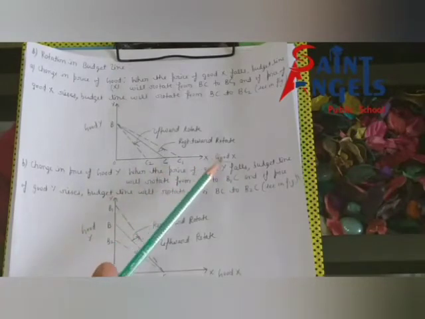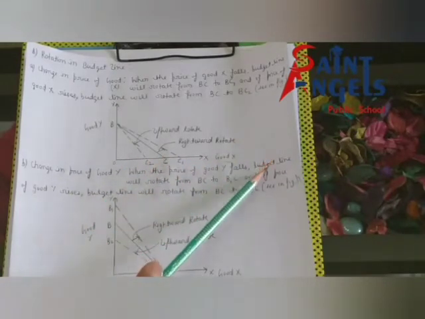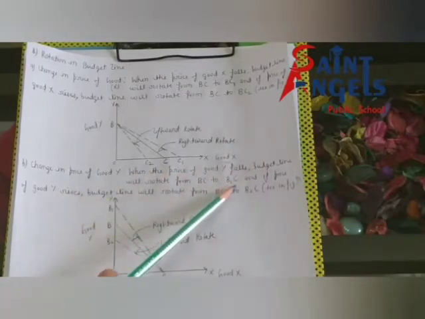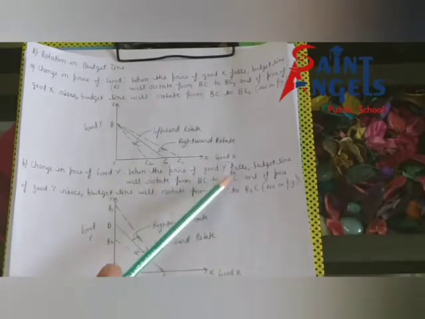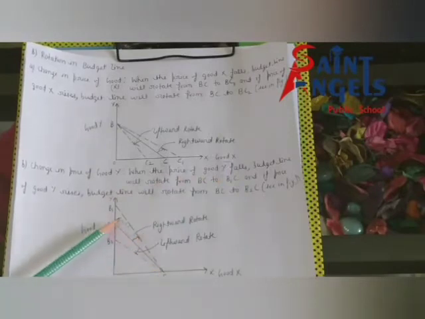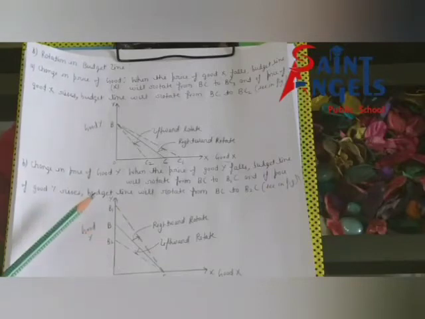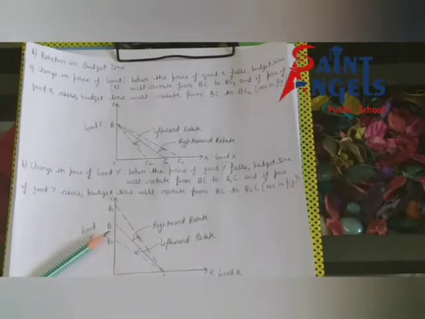When the price of good Y falls, the budget line will rotate from BC to B1C. When the price of good Y falls, the purchasing power of the consumer will increase in case of good Y. This new budget line, which is rightward, shows that the consumer is consuming OB1 units of good Y as compared to OB, because the purchasing power of the consumer has increased here.